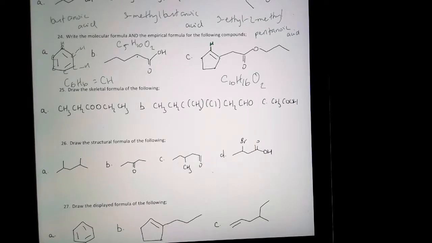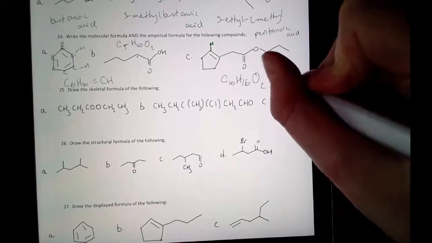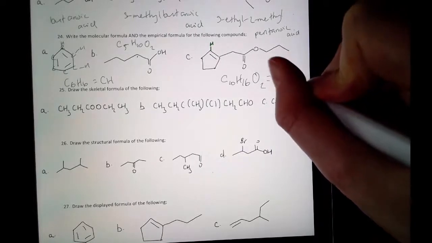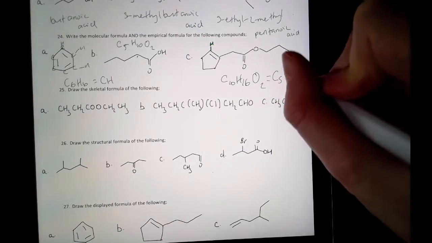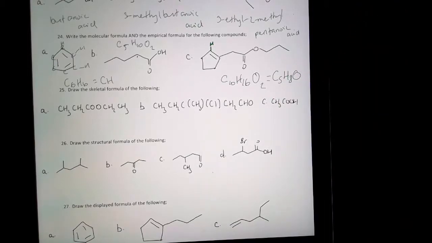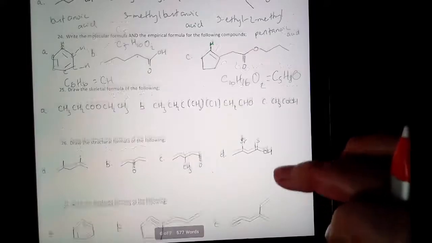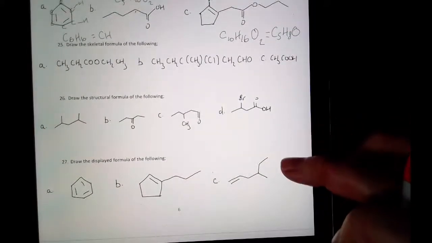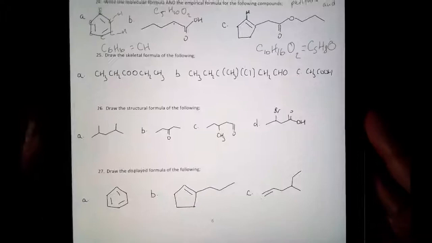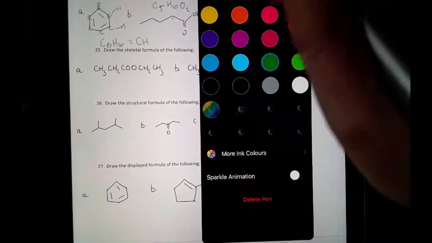Can I divide across by any number to simplify this? The answer is yes. The number 2 divides evenly into everything. If I divide across by 2, I'm going to get C5, H8, and O. So that's the molecular, and that is the empirical. The next one, I've given you structural. I've asked you for skeletal. So you're going to have to draw out the skeletal.